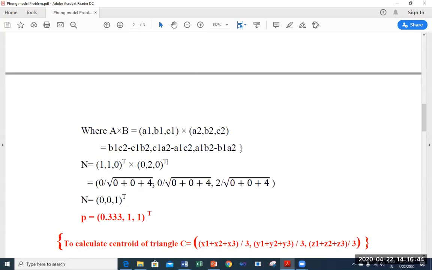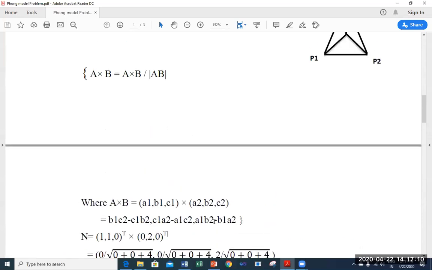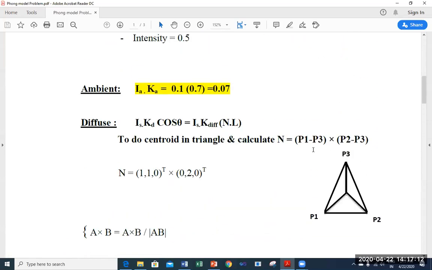So 0 plus 0 plus 2, 4. Then comma B by root of A square plus B square plus C square. So here the value we got is 4. So the final value here: 0 by anything is 0, 0 by anything is 0, and here 2 divided by root 4 becomes 2. So 2 by 2, the value is 1, right? So you got the n value, where we have to calculate cos theta.